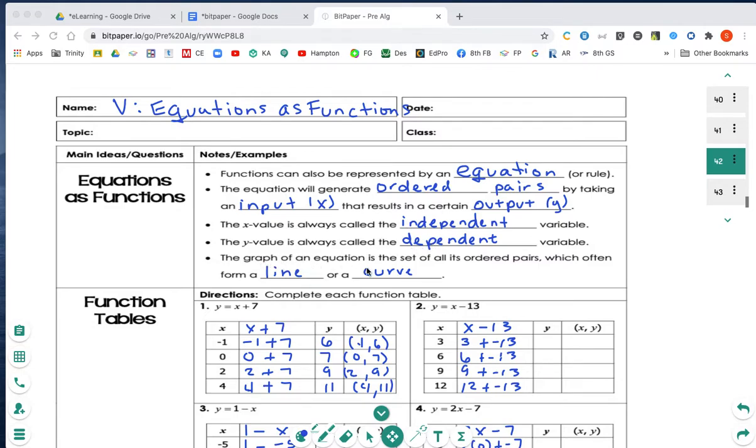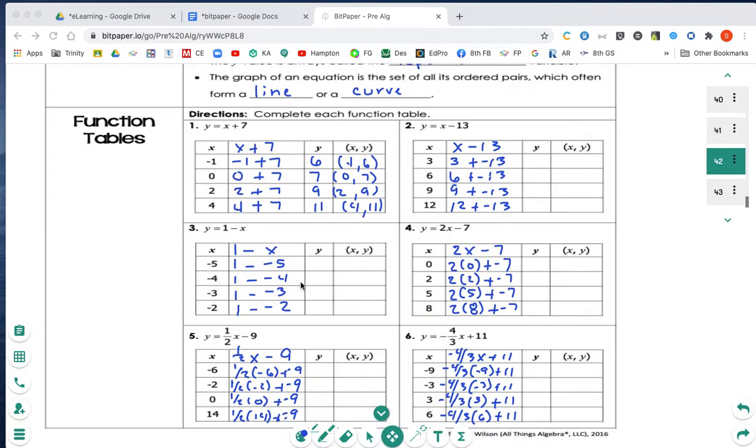The graph of an equation is the set of all ordered pairs, which often form a line or a curve. So what we're going to do right now is look at some function tables that we're going to set up. When we set up a function table, we put in the values of x that we are given. Then we put in our function, and our function is what y equals. And then we're going to generate our output, or our y's.